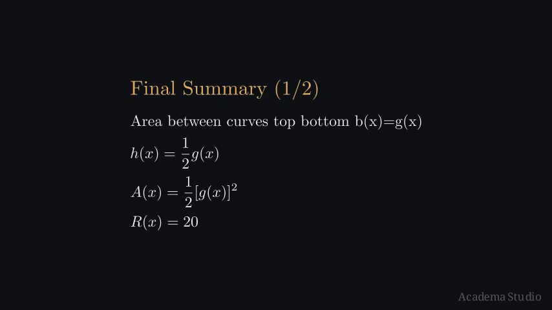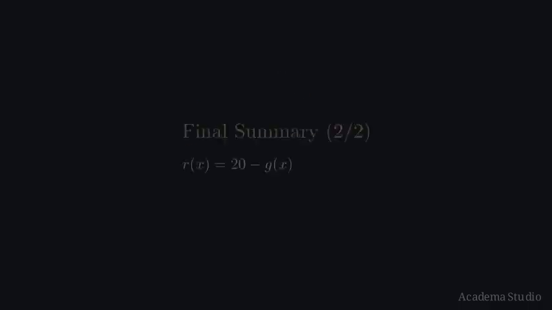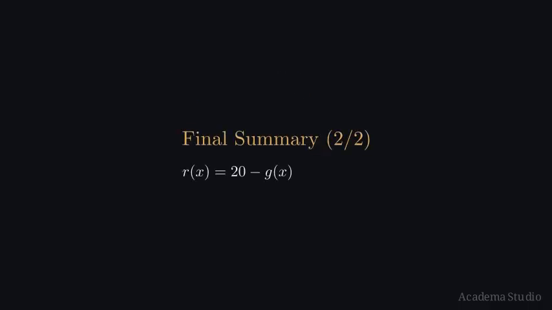To summarize, area between curves is top minus bottom. B of x equals g of x, h of x equals 1 over 2 g of x, A of x equals 1 over 2 g of x squared, R of x equals 20 minus g of x. Note the key equations.